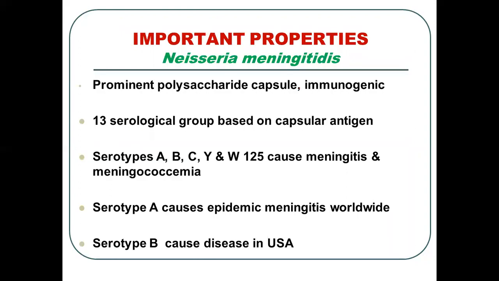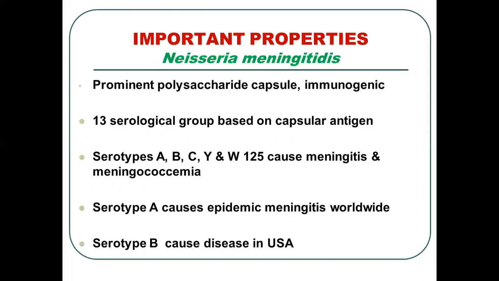The important properties of Neisseria meningitidis, as I told you in the very beginning in the diagrammatic representation, are that the organism has a well-defined, prominent polysaccharide capsule. This capsule is immunogenic, meaning that it has the ability to elicit an immune response in the human body. Based on serological classification, we have 13 serological groups based on the variation in the capsular antigen. This means that the capsule is not of one antigenic type. It has 13 different antigenic variations.